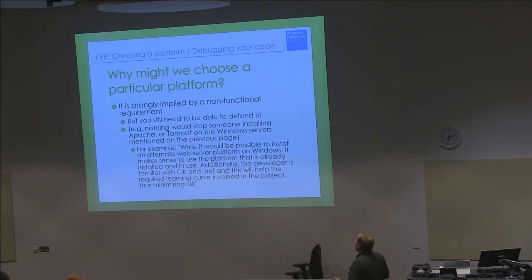And that's what I just literally said. And there's a good justification. If, based on the previous page, I said, okay, well yes, they've got IIS already, but nothing stops them installing Tomcat, maybe you turn around and say, while it would be possible to install an alternate web server platform on Windows, it makes sense to use the platform that's already installed and in use. Perfectly sensible. Additionally, the developer, that would be you in this case, is familiar with C# and .NET, and this will help the required learning curve involved in the project, thus minimising risk. So you've defended your choice on two fronts there.